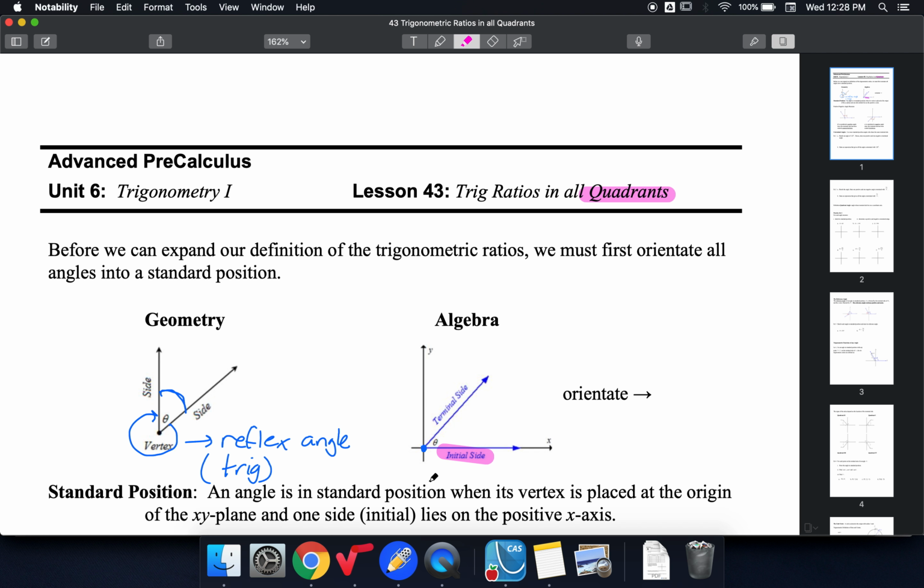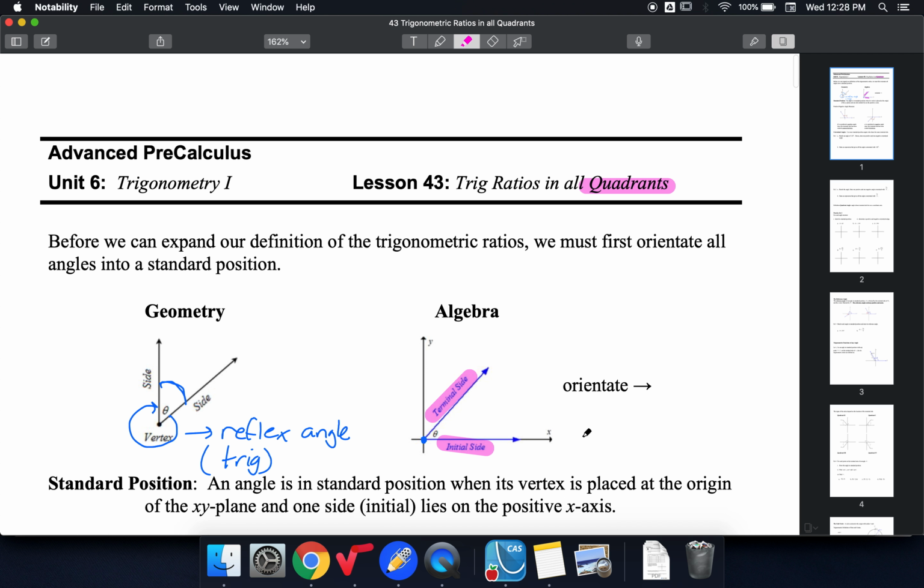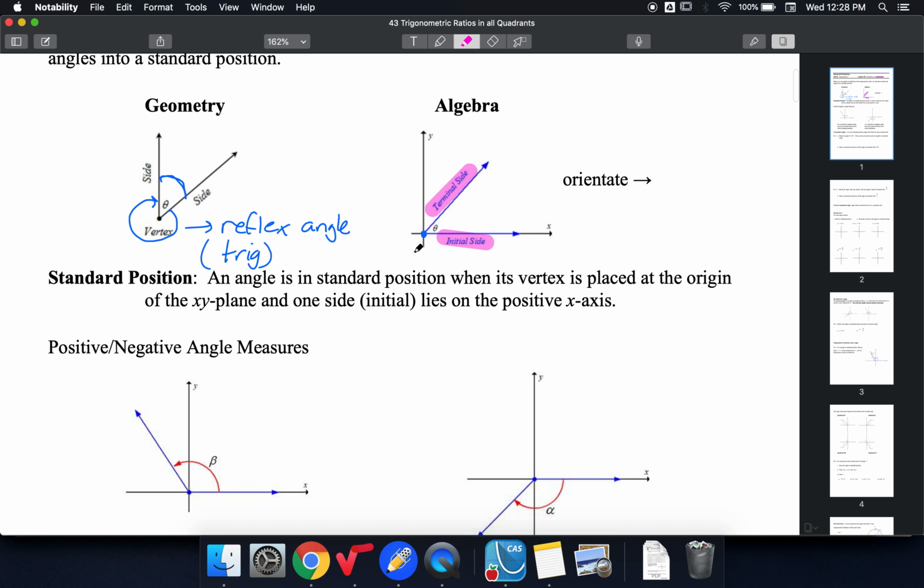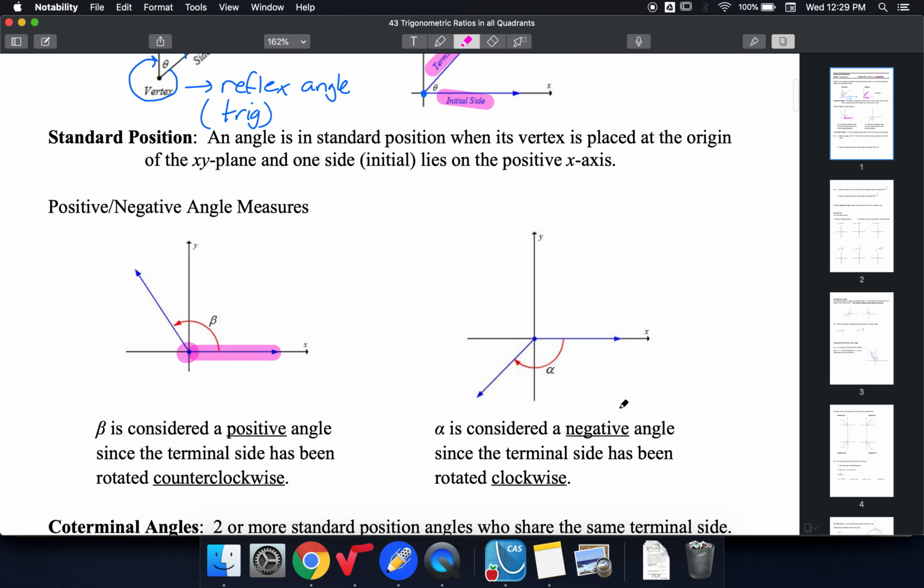But regardless of where it is, the second arm in the angle is going to be my terminal side. So we say that this position is standard position, vertex at the origin. That's how we always want to draw them. And initial side on the x-axis. All right. So now we're going to look at positive, negative angle measures.